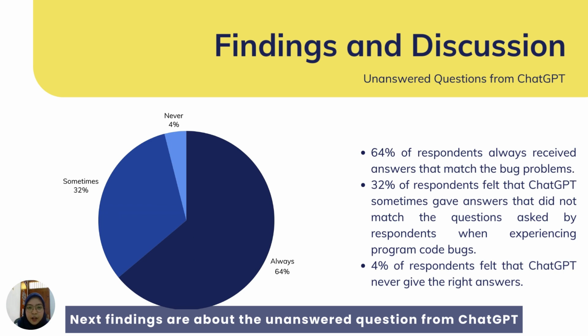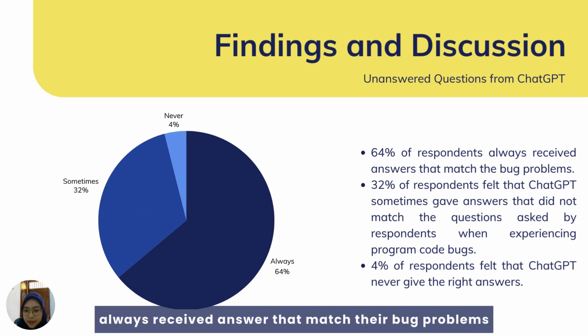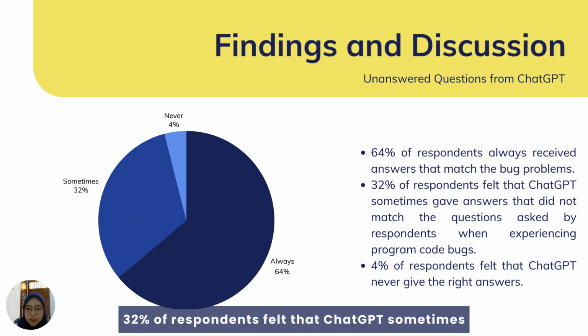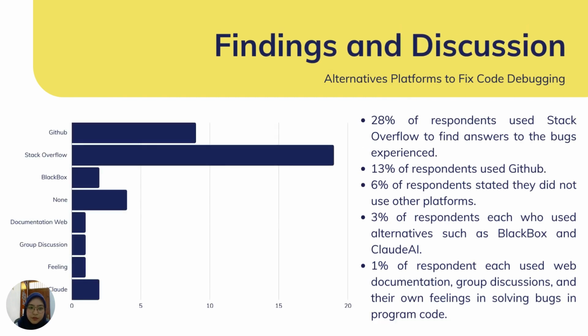The next findings are about the unanswered questions from ChatGPT. We found out that 64% of respondents always receive answers that match their bug problems. 32% of respondents felt that ChatGPT sometimes gave answers that didn't match their problems. And only 4% of respondents felt that ChatGPT never gave the right answer regarding their problems.